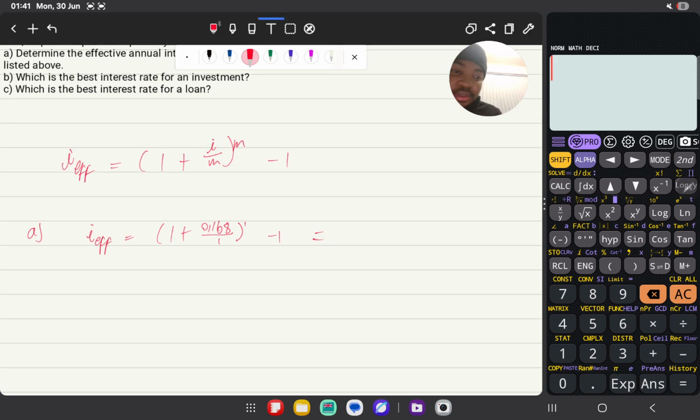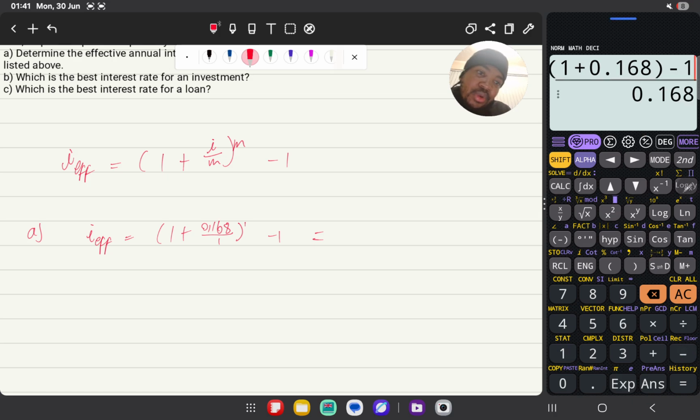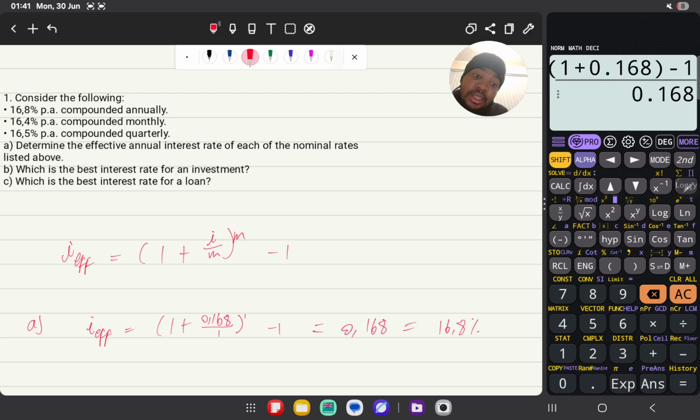Put that in a calculator. 0.168 divided by 1 is just the same thing. So this is basically what we have, to the power of 1 divided by 1. Then we minus 1, so you're getting 0.168, which is exactly 16.8%. Do you see it? When it's annually, the effective interest rate and the nominal interest rate are exactly the same.